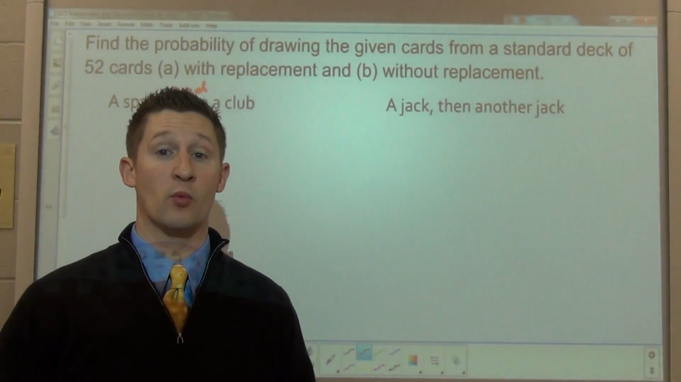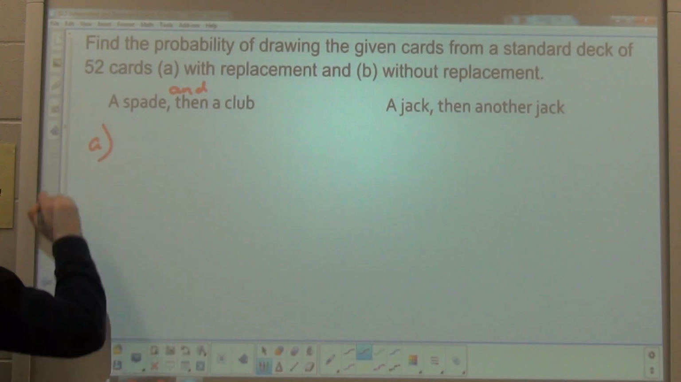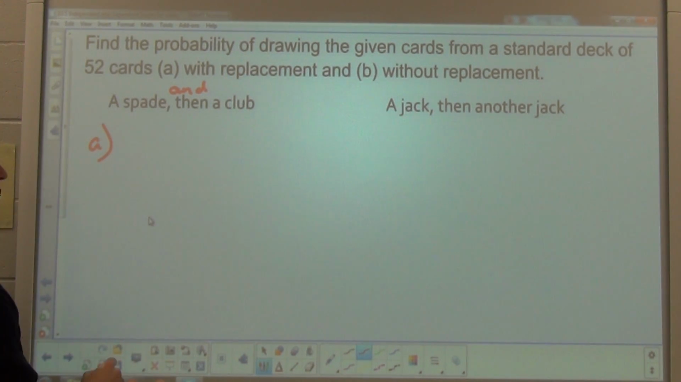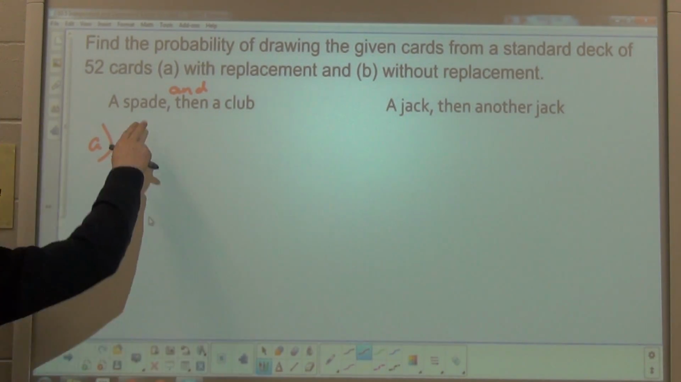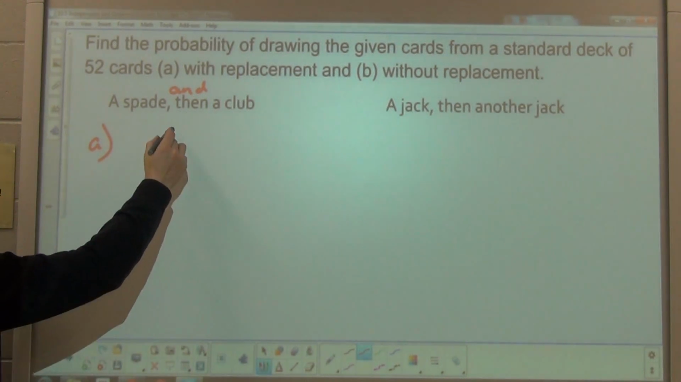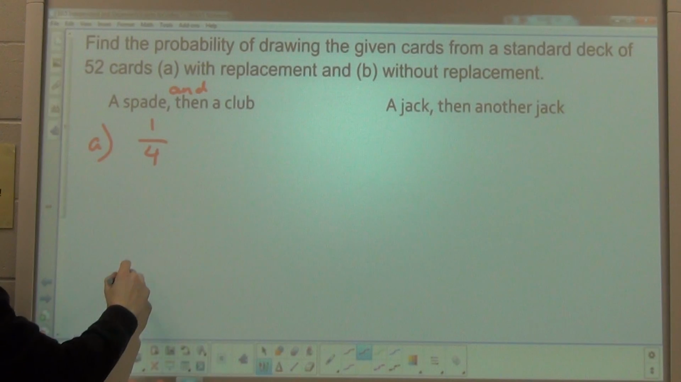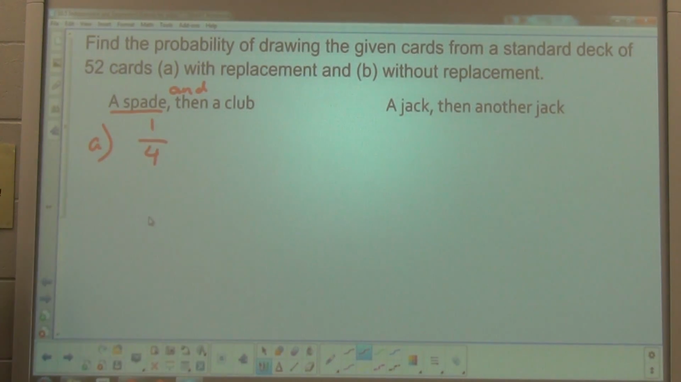Now, if I'm drawing them one at a time and I'm replacing the cards, that's what I'm going to work with first. So, option A. What's the probability of drawing a spade and then a club if I'm replacing the cards? Well, first of all, what's the probability of drawing a spade? Well, that would be 13 spades out of 52 possible. I can simplify that to 1 out of 4. That might be my probability of drawing a spade.